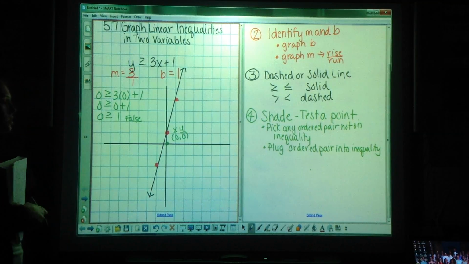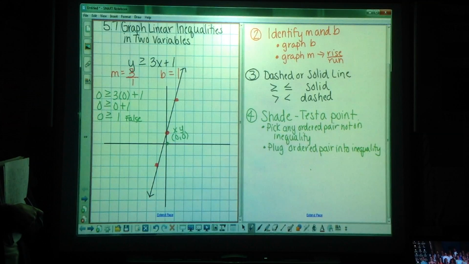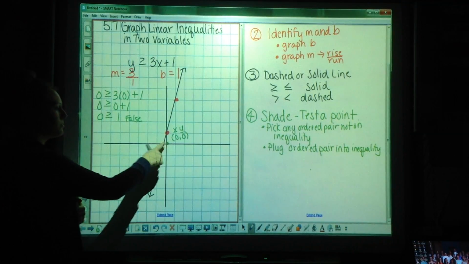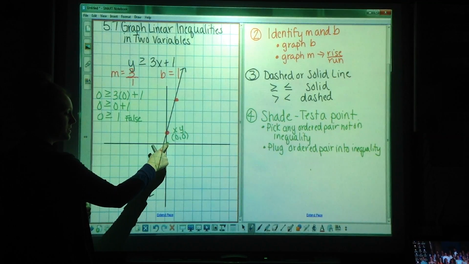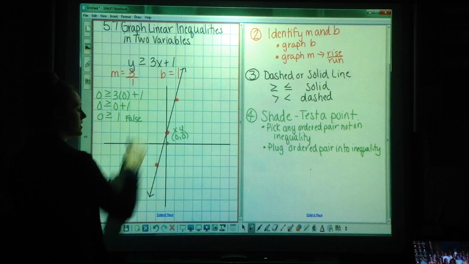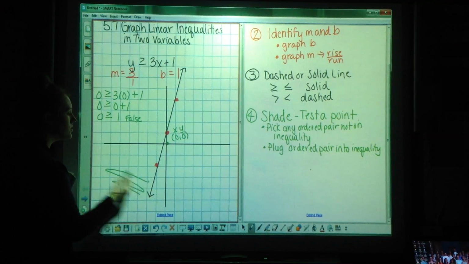This tells me that I shade in the opposite region from where my ordered pair is. I picked an ordered pair on the right side of the line. This tells me that that's a false answer, that the right side is not the answer. Instead, the other region is going to be shaded.